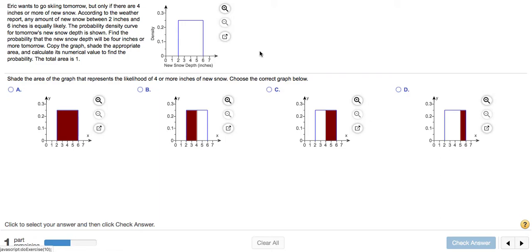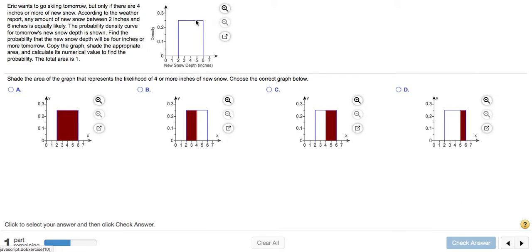For this question, it states that Eric wants to go skiing tomorrow, but only if there are 4 inches or more of new snow. And according to the weather report, any amount of new snow between 2 inches and 6 inches is equally likely. The probability density curve for tomorrow's new snow depth is shown, and that's this thing here. This is a uniform probability density curve.